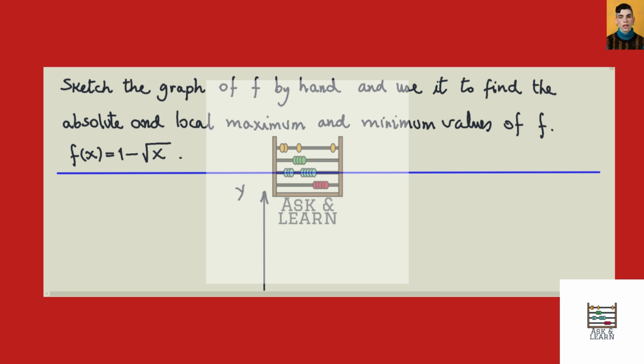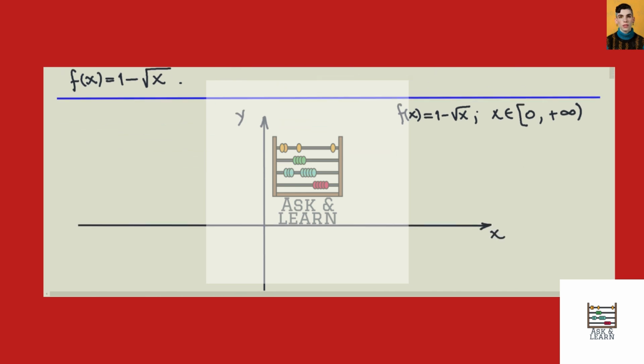So there is no domain specified here, so we are going to use the domain implicit in the formula. That is, in this case, we have a square root of x, and that is only defined for x greater than or equal to 0. So we are considering f of x equal 1 minus square root of x for x on the interval [0, plus infinity), that is, for the non-negative number x.